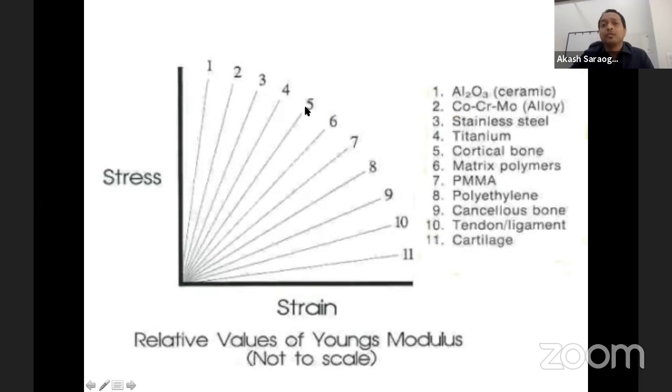The 5 stands for the cortical bone. The 4 stands for titanium. So these are the Young's modulus based on differences in stiffness of all material, where ceramic is the one with the highest Young's modulus and cartilage is with the lowest Young's modulus. If you see, we always say that titanium is closest to the bone, steel is not, titanium is closest to the bone. What does it mean? The Young's modulus of titanium, which is 5, is closest to that of the cortical bone, which is 6.